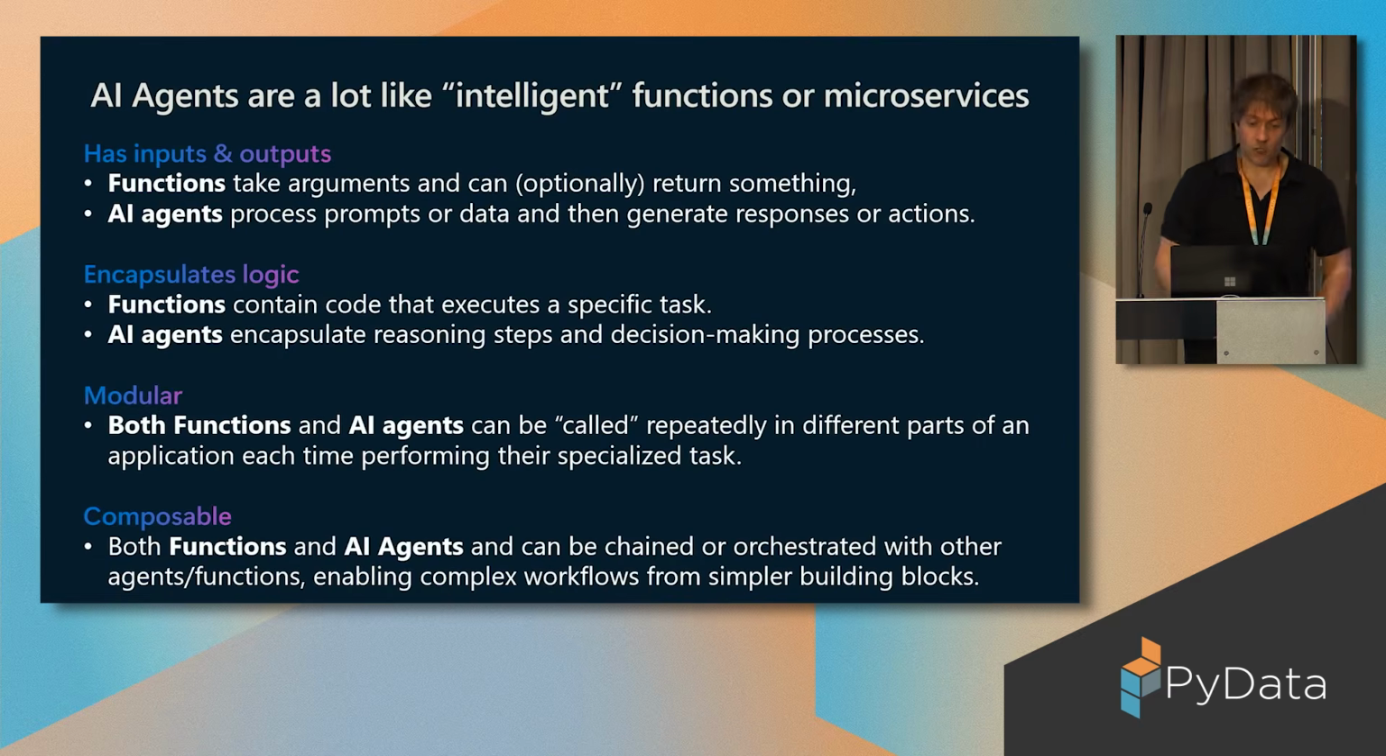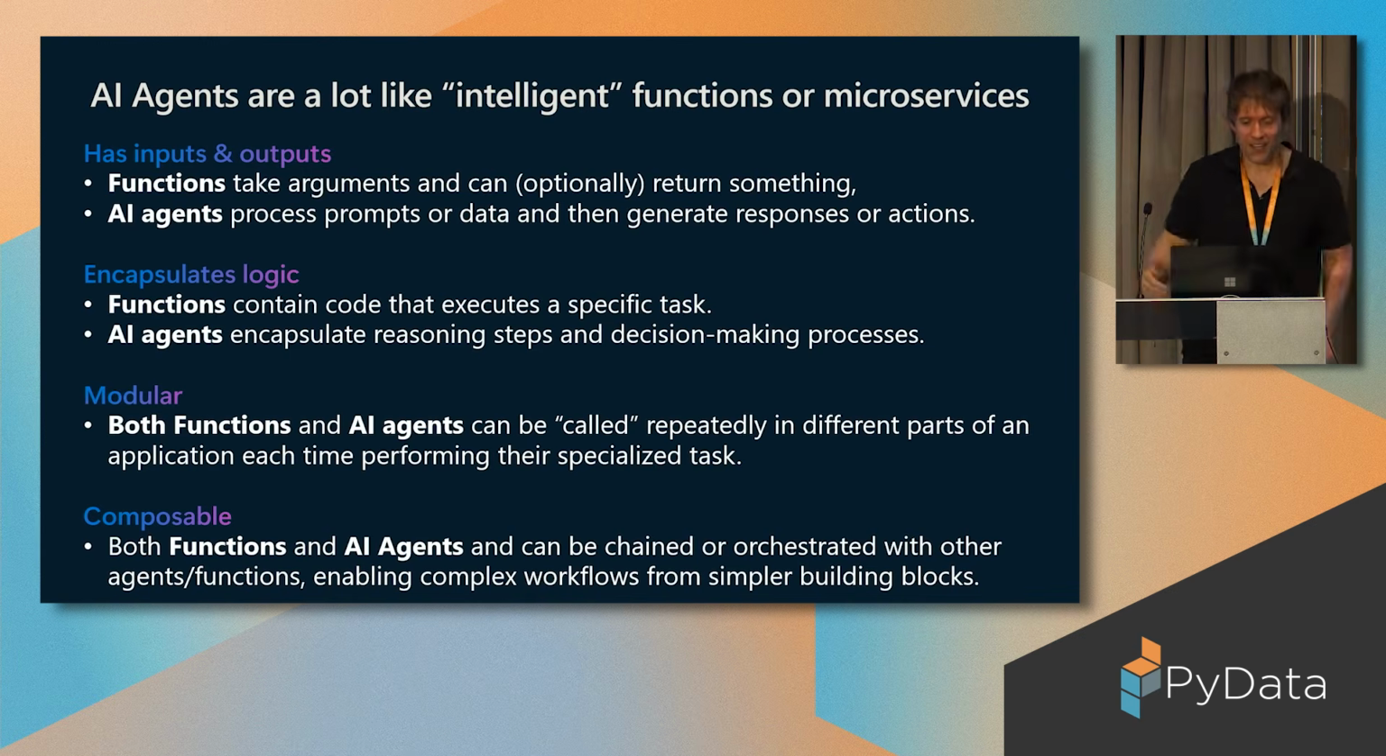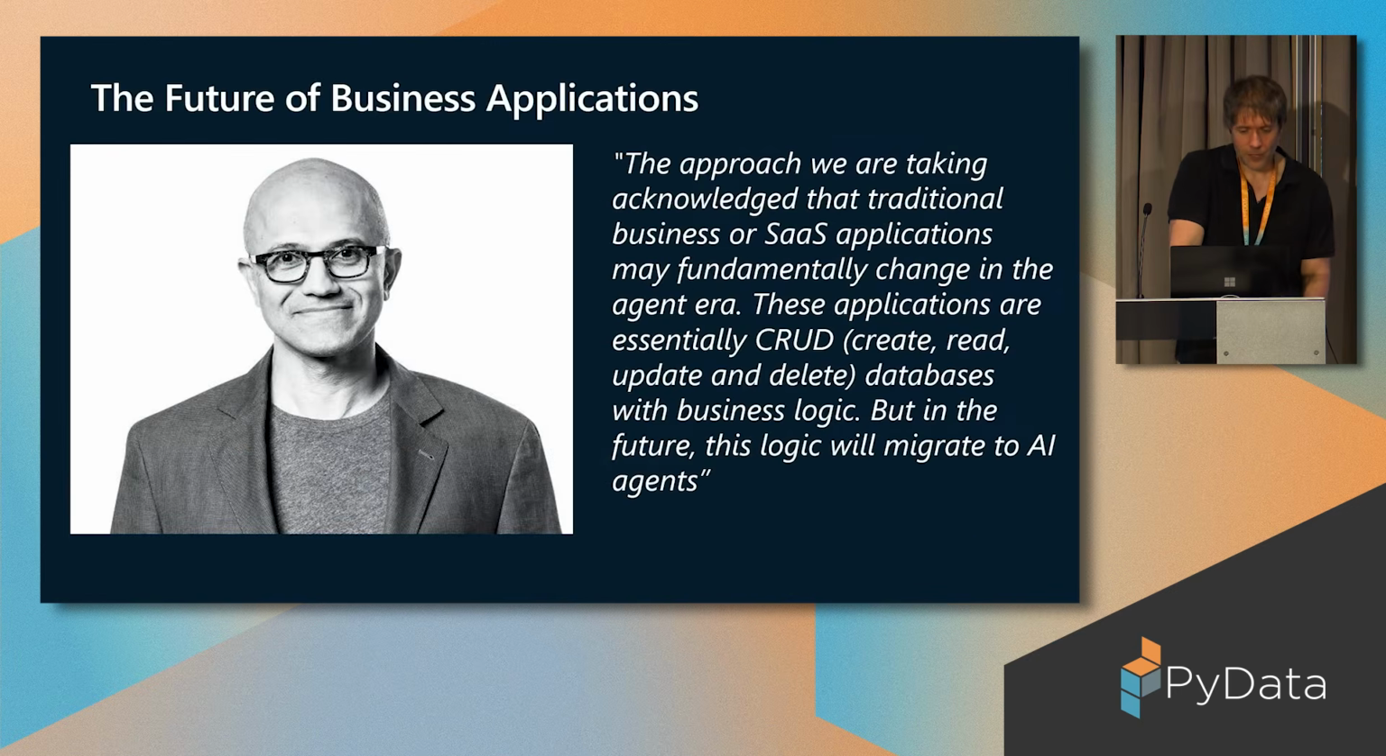I would say agents are a lot like intelligent functions or microservices. How many of you are familiar with microservices architecture? Most of you, all of you, yeah. So in my opinion, it's just my opinion, there's plenty of people that agree with me. I would almost call this agent microservices 2.0 or 3.0, or maybe even 5.0, depending on how big you think the paradigm shift is. But they all have inputs and outputs. They encapsulate logic. They're modular. They can be called repeatedly in different parts of an application. And they're composable. They can be chained or orchestrated with other functions as well.